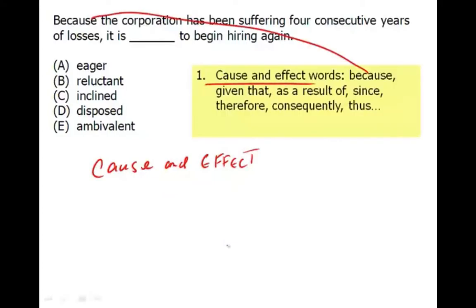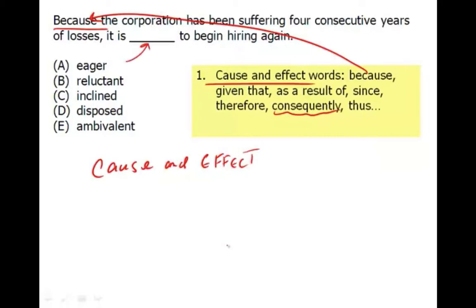We have because, which you'll see in this sentence, given that, as a result of, since, therefore, consequently, all of these. Get used to them because these are relatively common on the GRE, or in the GRE text completion. So, here we have it. Because the corporation has been suffering 4 consecutive years of losses, it is blank to begin hiring again.